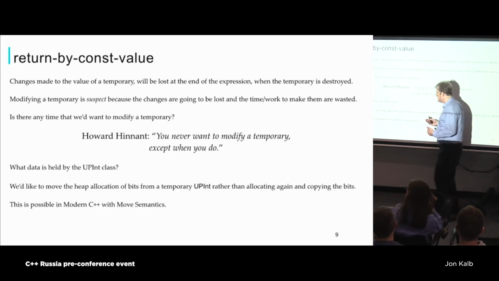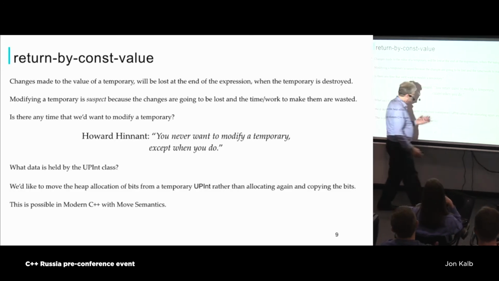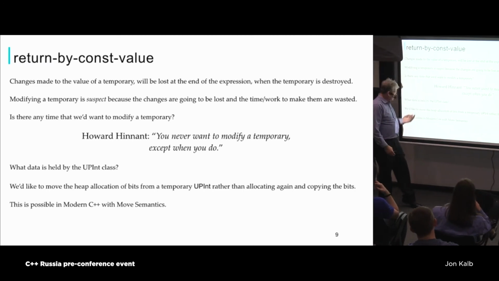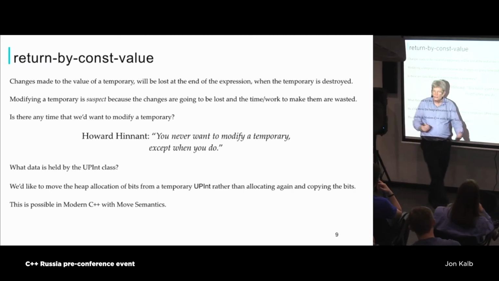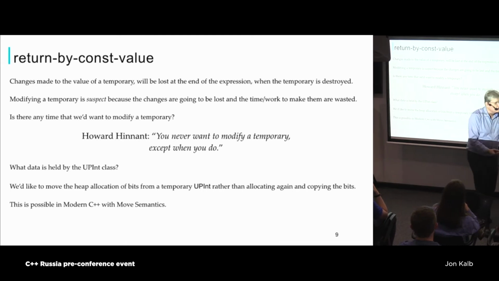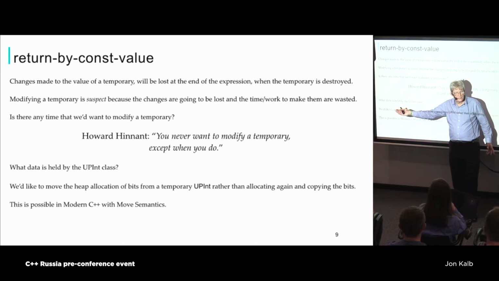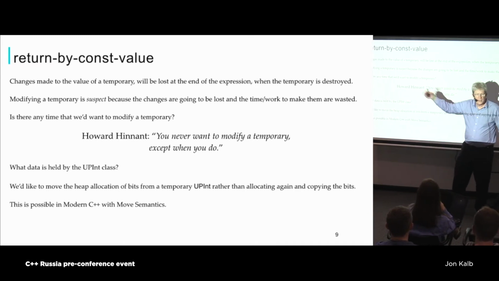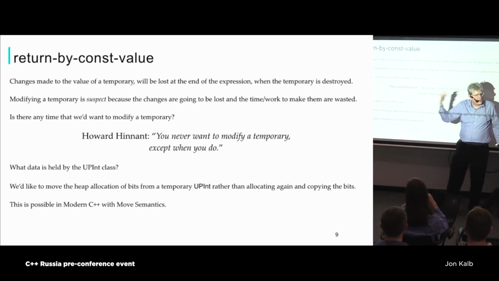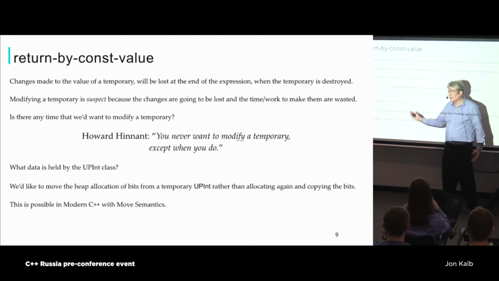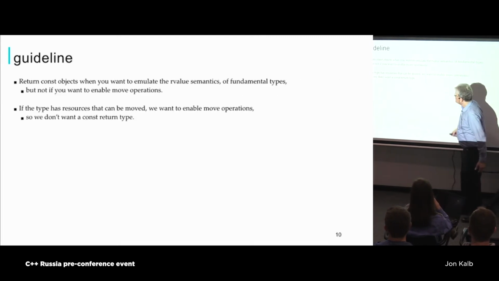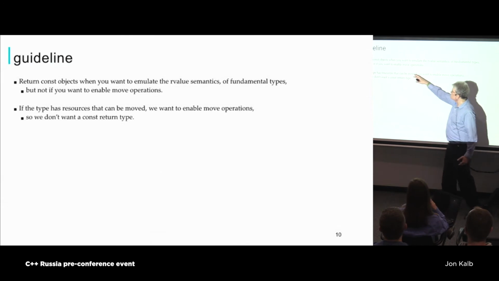That's why we need to update it. We want to be able to do moves, and in modern C++ we can do moves. Notice, in classic C++ we couldn't do moves. So Scott's advice to say returns be const was good advice. It prevented us from modifying temporaries, but it doesn't work in a modern context where you would like to be able to do moves.